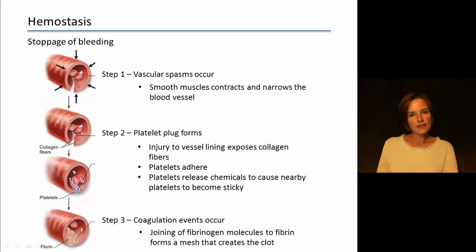Once we have the formation of that plug, then the coagulation process begins. This coagulation process is going to involve joining of fibrinogen molecules to fibrin, which forms a mesh, and then that mesh is going to create the clot, which will eventually stop the bleeding. So that is hemostasis that we're looking at right there. This would be something that happens if there's an injury to some type of blood vessel and we start to have some leakage from that blood vessel.